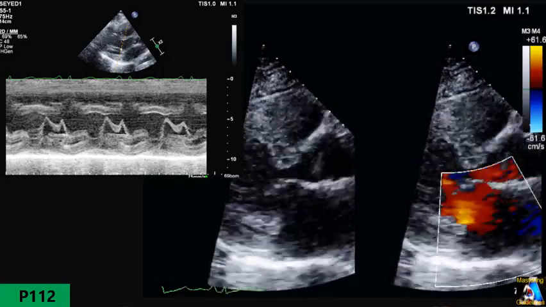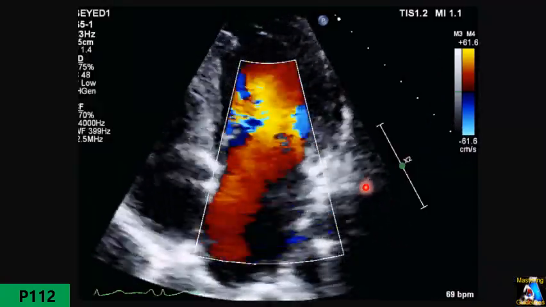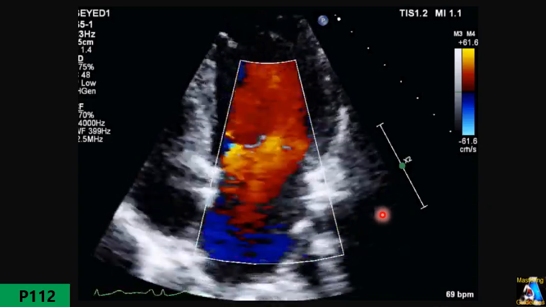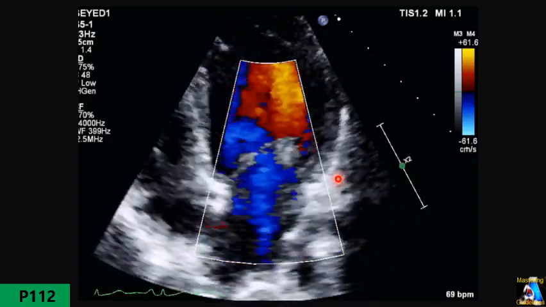Let me show you another clip, apical 4. It's the same patient. As you can see, there are two jets at different moments. Go back and forth and think about this. I will talk about this in the section on echocardiographic evaluation of the MR in the third part.